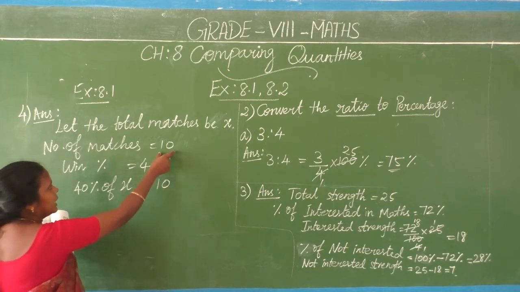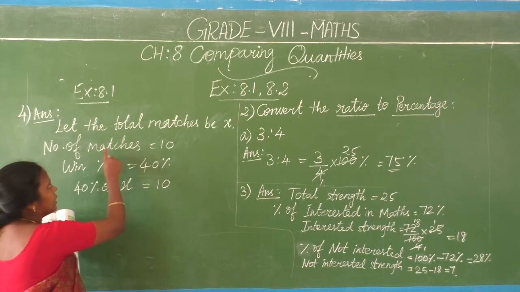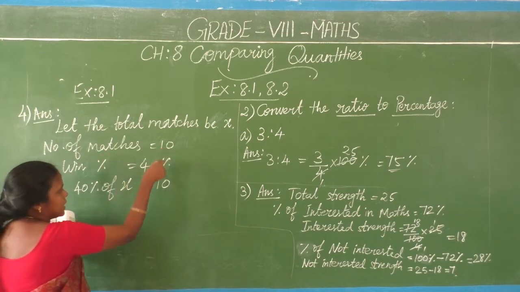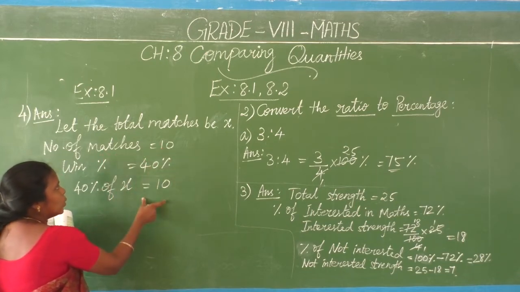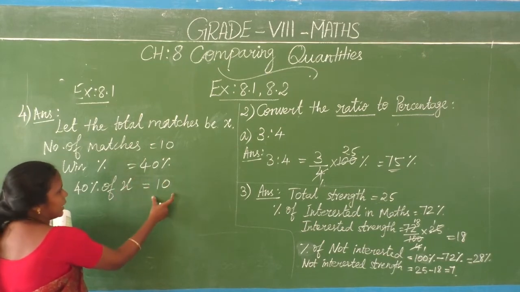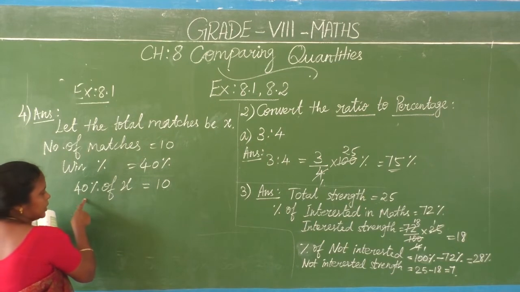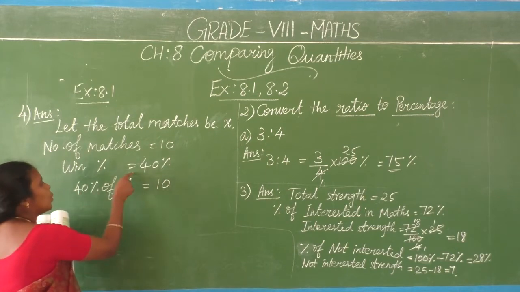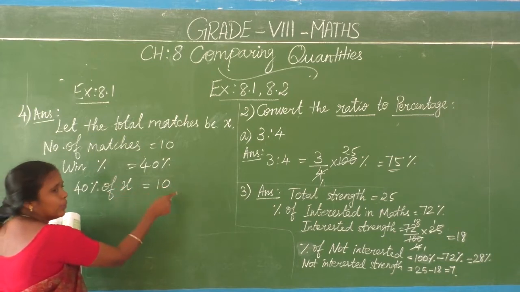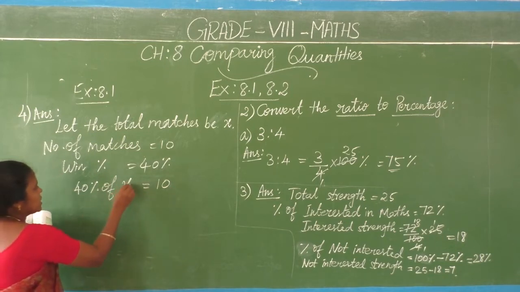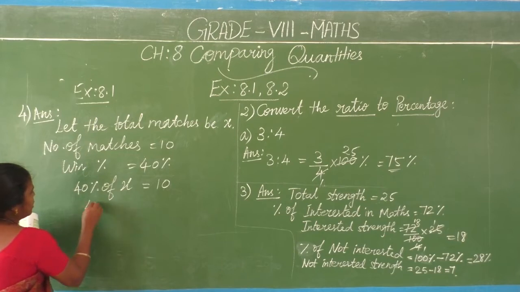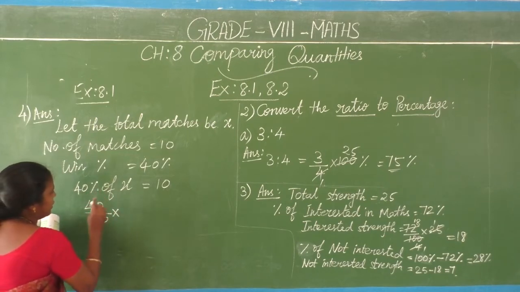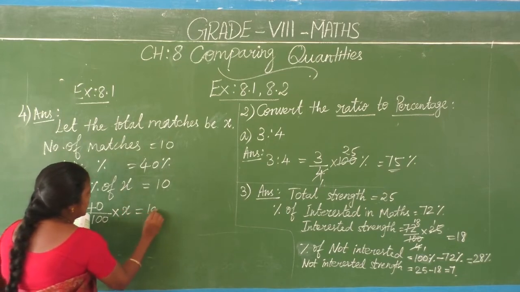Clear? Winning percentage is 40. Number of matches they won is 10. So both are equal, no? Among the X matches they won 10, that is equal to 40%. So how did I write the step here? 40% of total matches equal to 10. So what is the total matches? We have to find out. So 40%, nothing but 40 by 100 into X is equal to 10.